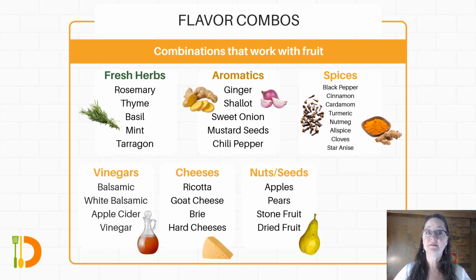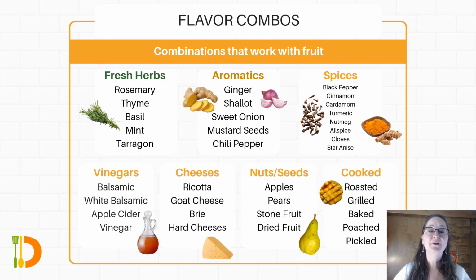Nuts and seeds. Nuts and seeds go really well with apples, pears, stone fruit, and dried fruit. You can also cook whole fruit to bring out its sweetness. Cooking methods that are great for fruits include roasted grapes and peaches, grilled peaches and pineapples, baked apples, poached pears, and pickled mango.